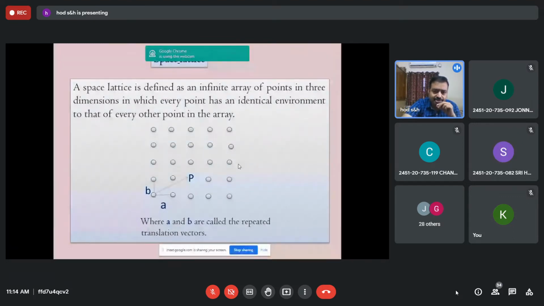If you imagine a space, and in this you identify a number of points which have identical environment, these are imaginary points only, then this is called a space lattice. Infinite array of points in 3-dimensional space, in which every point has identical environment, is called a space lattice. With this diagram you should write. If for 2 marks it is given to define space lattice and basis, you should write this definition with this diagram.